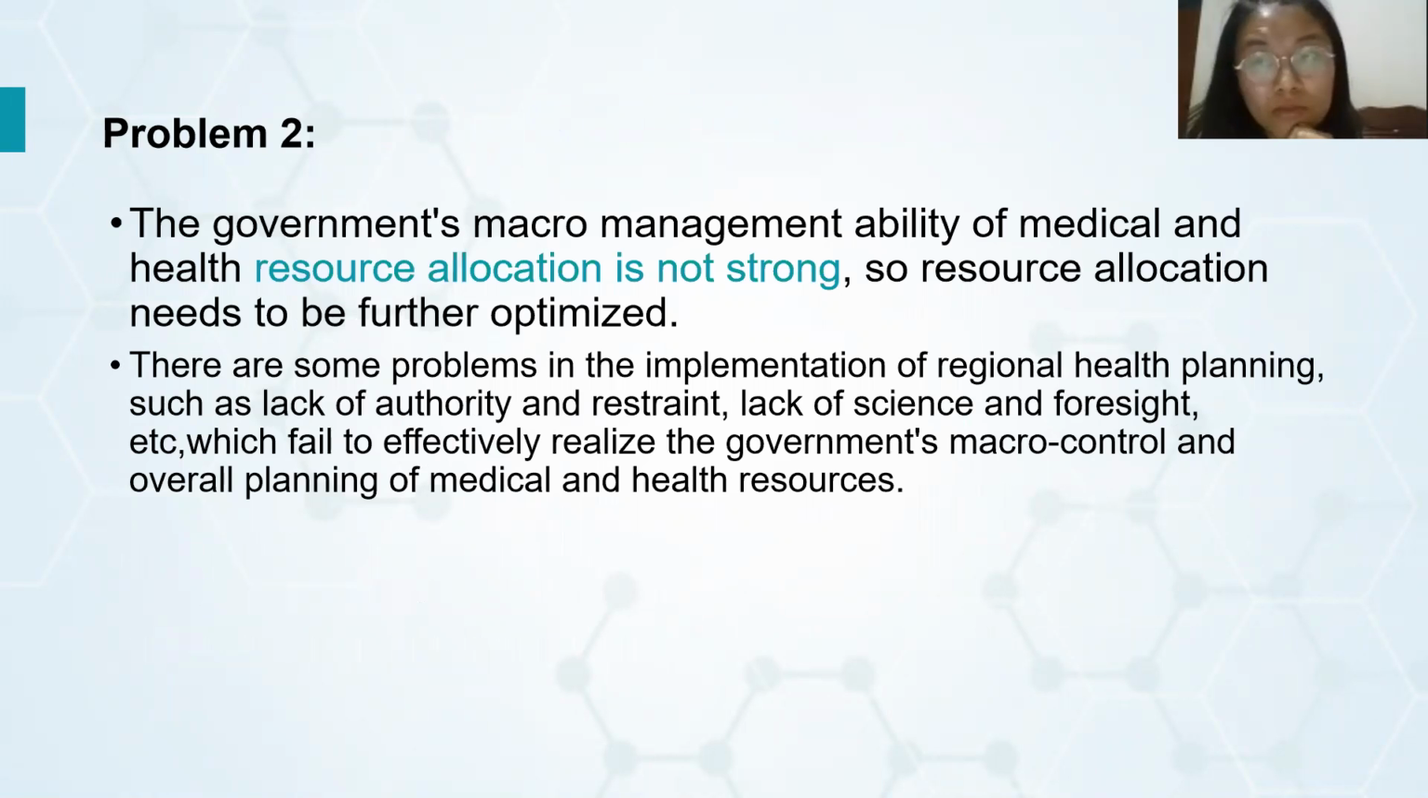There are some problems in the implementation of regional health planning, such as lack of authority and restraint, lack of sense and foresight, which fail to effectively realize the government's macro control and overall planning of medical and health resources.